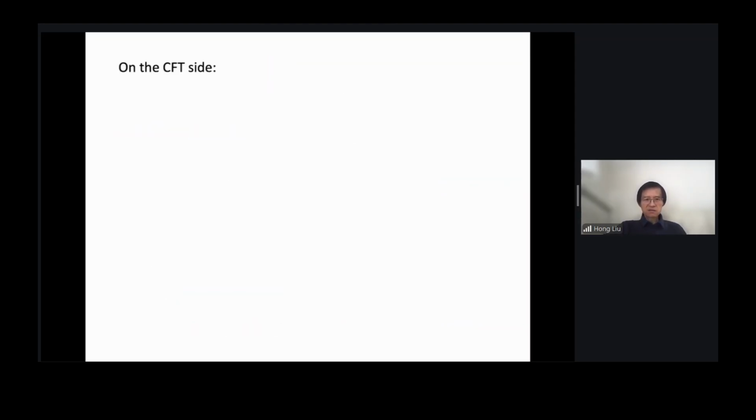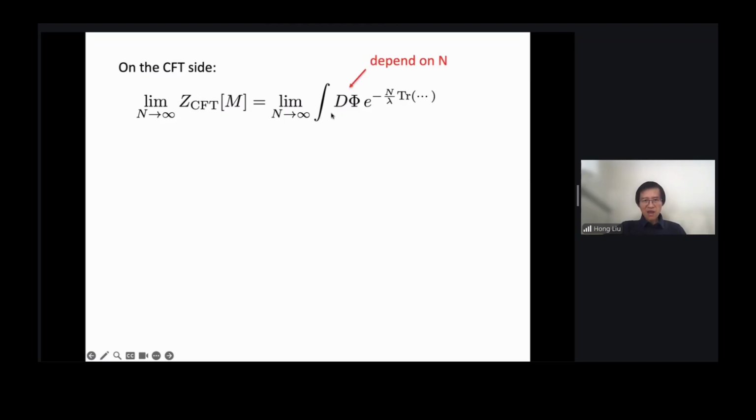But on the CFT side, we don't have the same structure. So the CFT partition function normally has the following structure. You integrate over your CFT fields, say, for example, in N=4 super Yang-Mills theory, the Yang-Mills fields and the scalar fields, and then you have the action like this. So when you scale in the 't Hooft limit, you can scale out the factor of n, but this path integral depends on n in a rather complicated way. First, the fields you integrate over depend on n in a non-trivial way. They are n by n matrices. Okay, and the trace also, of course, depends on n in a rather non-trivial way.